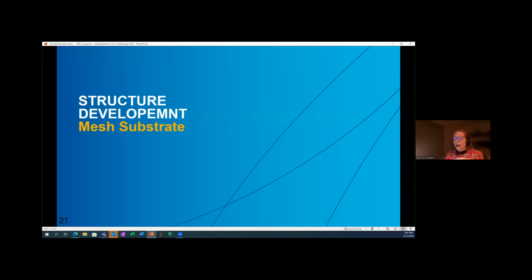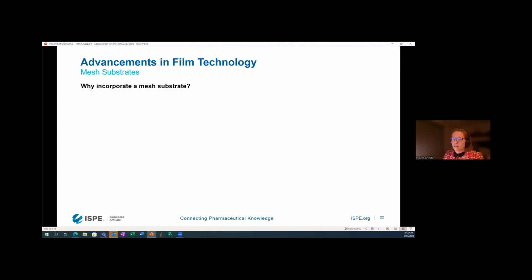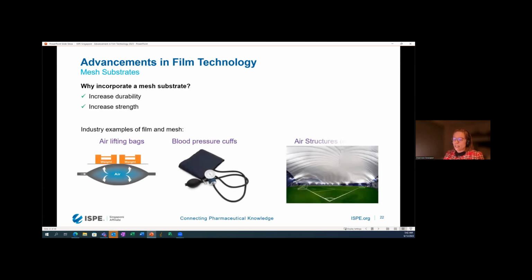So now let's review how and why mesh was incorporated into the film structure. Why merge mesh with a film? The combination is known to increase durability and strength. Here are some industry examples of mesh film combinations. You have an airlift bag, which people sometimes use to lift up their car, blood pressure cuffs, and even air dome structures.